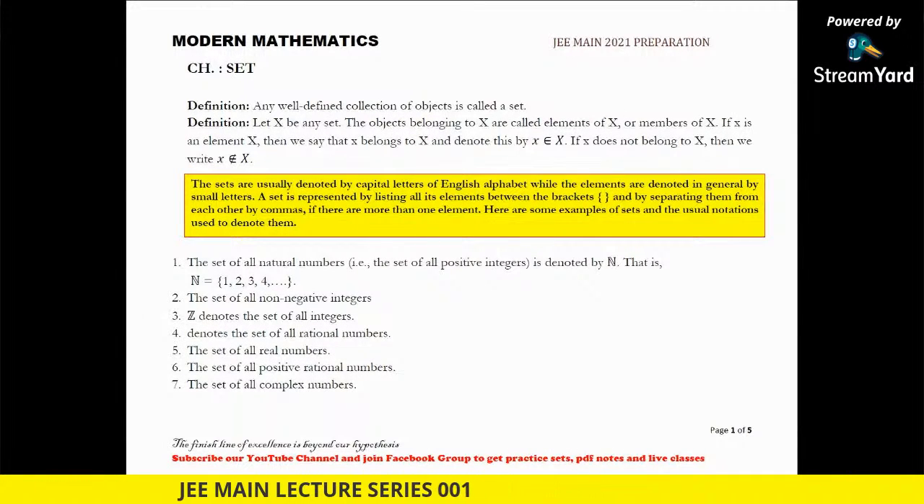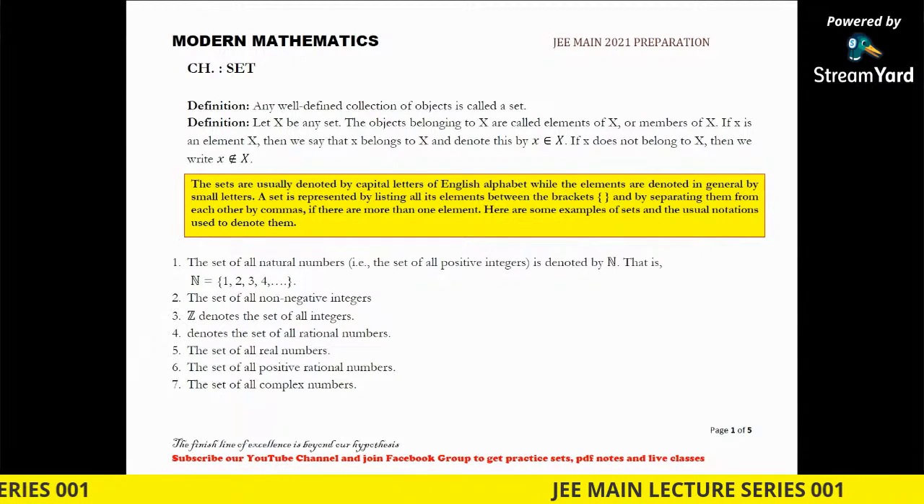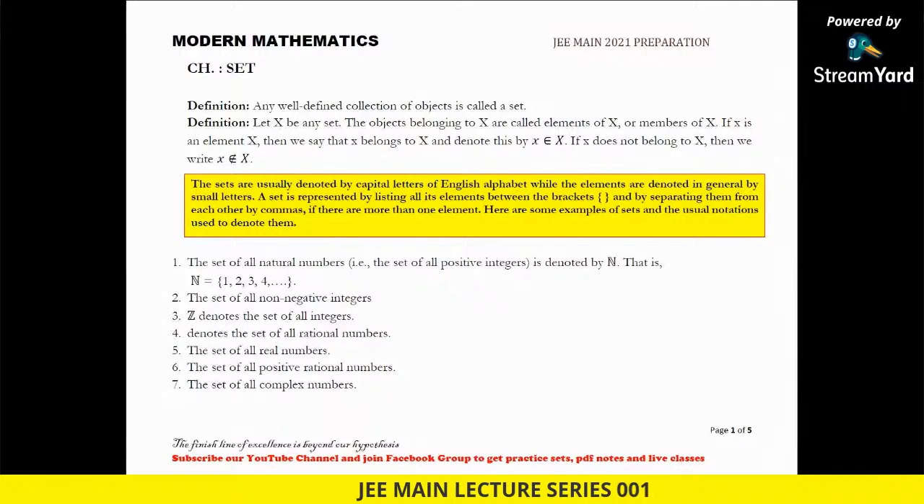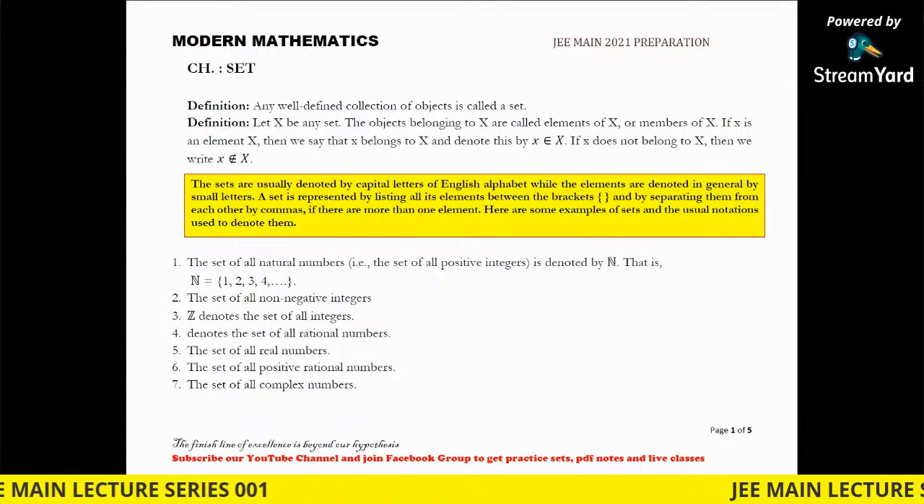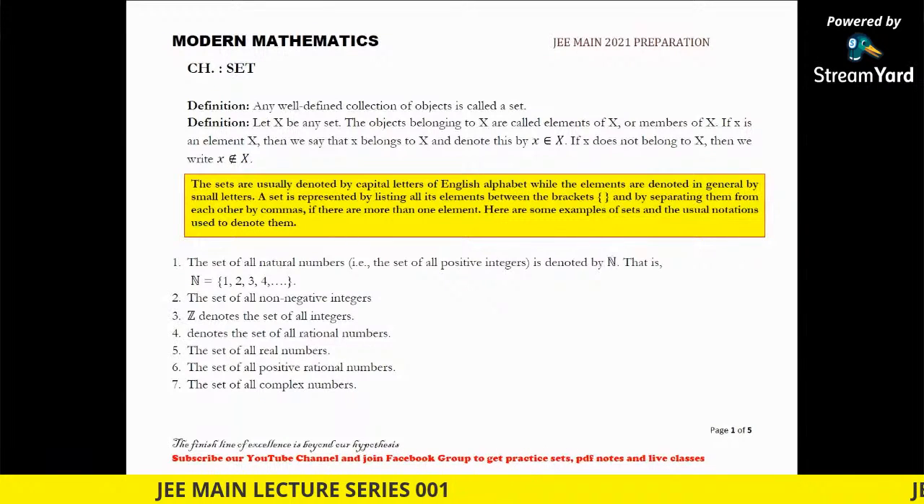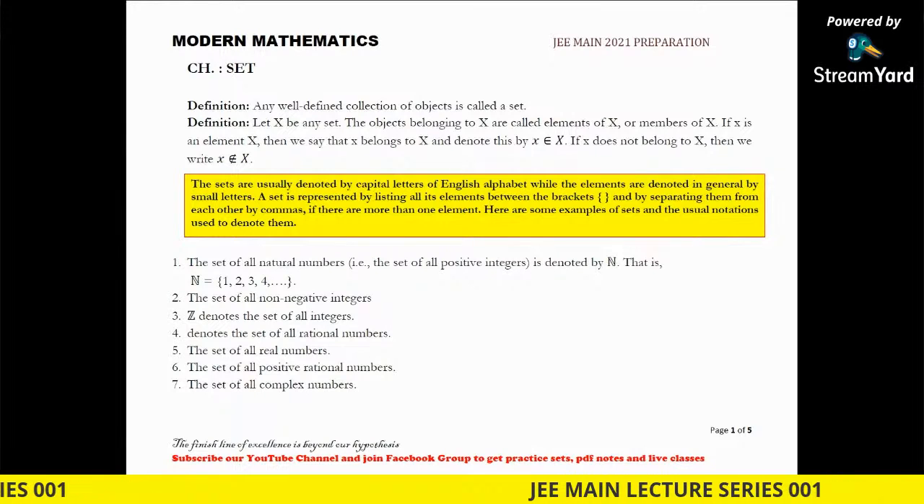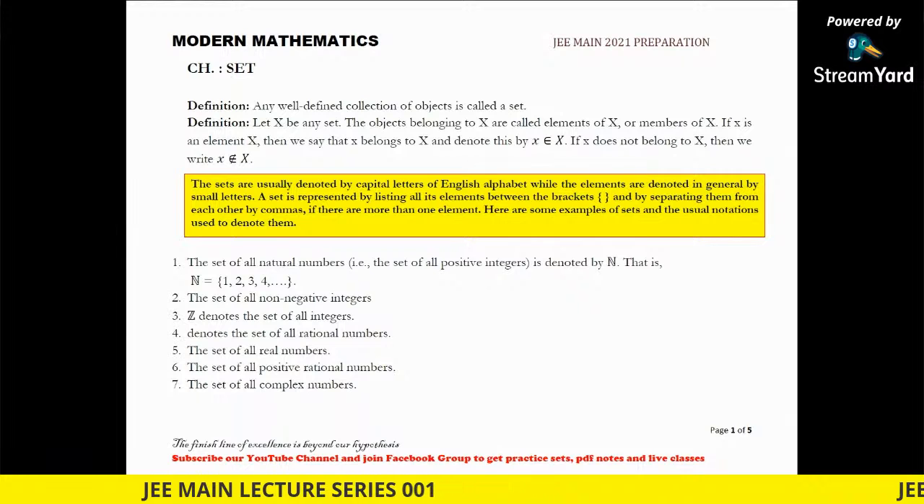But there is a rule. Suppose the tickets may be of different kinds: bus ticket, train ticket, railway ticket, etc. But he collects only railway tickets. So this is a collection, and there is a rule: all the tickets should be from the railway. This is the well defined collection.